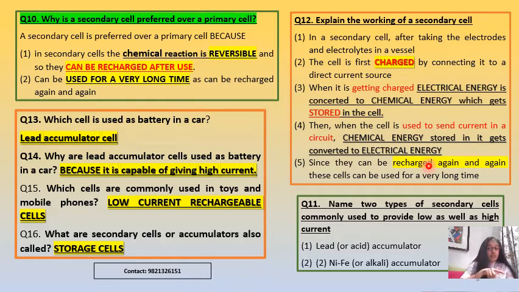When you're charging the cell, electrical becomes chemical. When you put the cell in a circuit and switch the circuit on and start the light bulb to glow, chemical has gone to become electrical energy. Since they can be recharged again and again, these cells can be used for a very long time. Name two types of secondary cells commonly used to provide low as well as high current. Just learn these up. Lead or acid accumulators, NiFe or alkali accumulators.